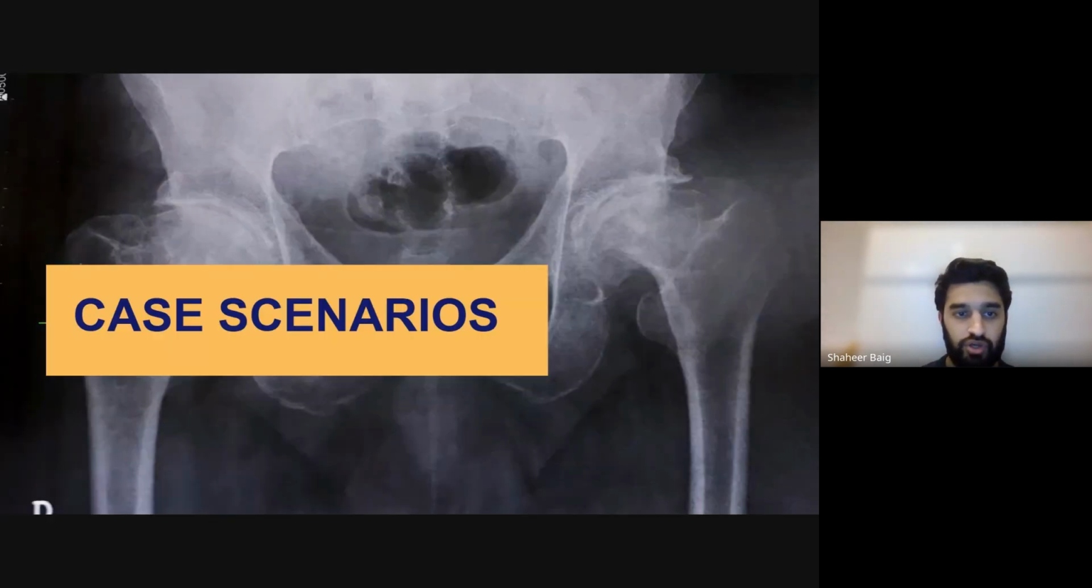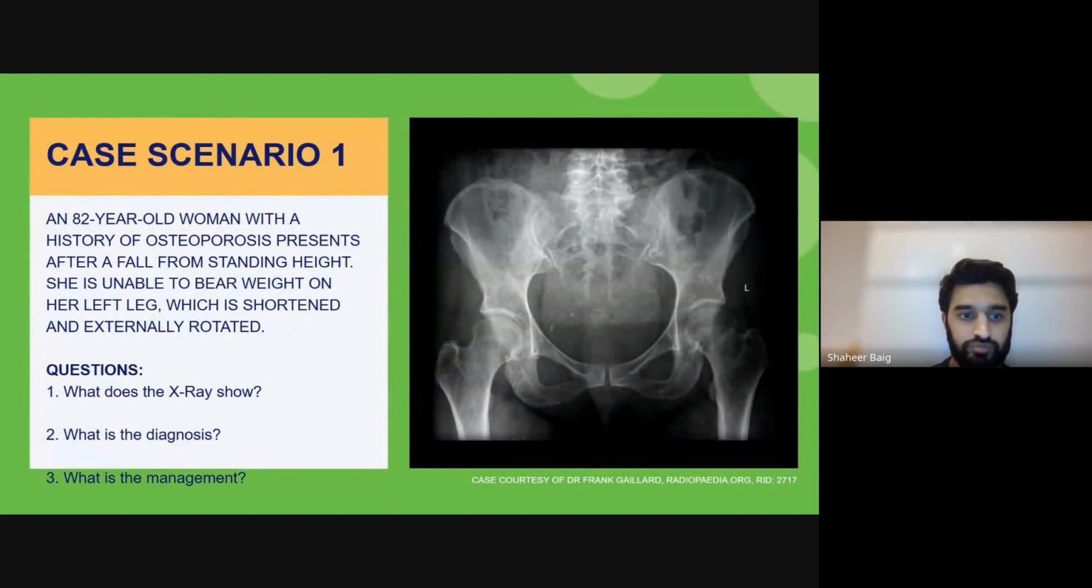So just going through a few case scenarios. Starting with scenario one, we've got an 82-year-old woman with a history of osteoporosis presenting after a fall from a standing height, and she's unable to weight bear on her left leg, which is shortened and externally rotated. We'd just go through this image. I think this is similar to the example we did previously.